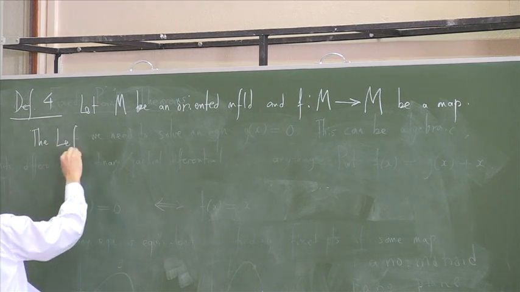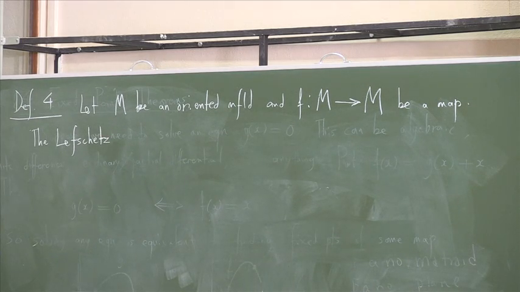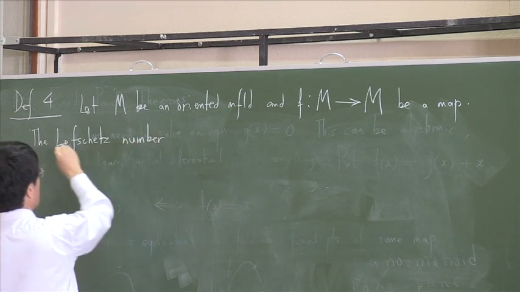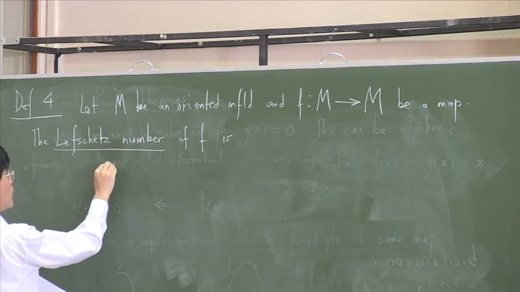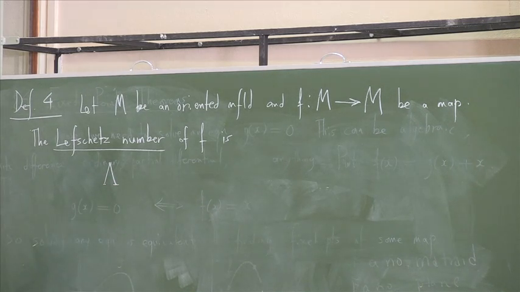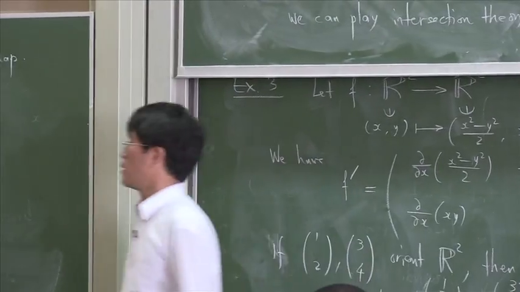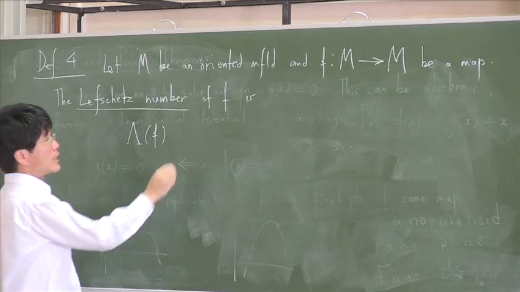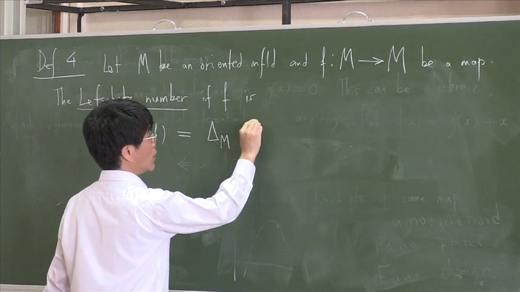The Lefschetz number, due to a great mathematician around the middle of the century called Solomon Lefschetz, of f is simply equal to the following quantity. Do you know this letter? Lambda. It's lambda, and it's not a picture of somebody walking, but it does look like it. It's capital lambda of f, lambda as in Lefschetz, is equal to the intersection number of the diagonal with the graph.